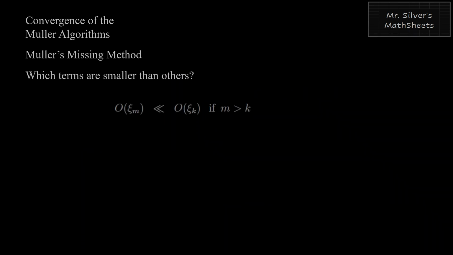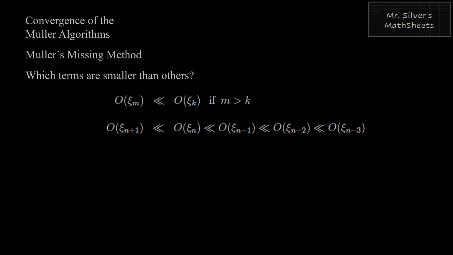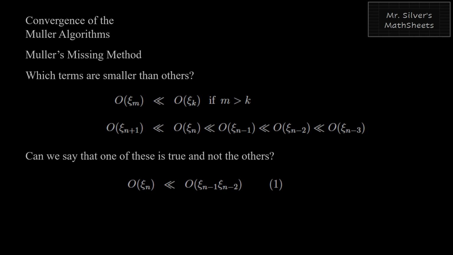So which terms are smaller? Well, we can use the fact that psi m gets smaller as m increases. That's just because it's a convergent sequence and it's converging quickly. So we know this is true, but which of the following can we say? 1, 2, or 3?